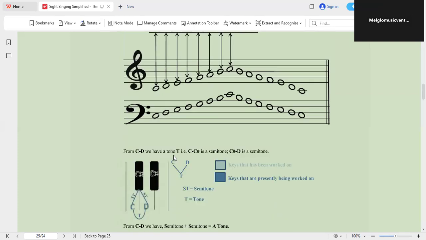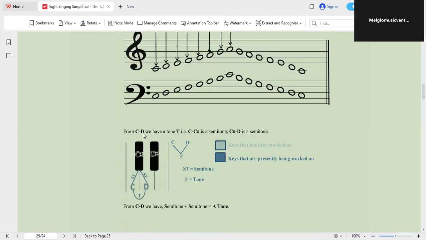Now, starting from C to D. This is C and this is D. From C to C sharp is a semitone. Remember we said the distance between a key and the next key is a semitone. So the next key, and we said that black keys are also keys. So between this white key of C to this C sharp, this black key, is a semitone. And then from C sharp to D is a semitone. So from C to D is a tone.